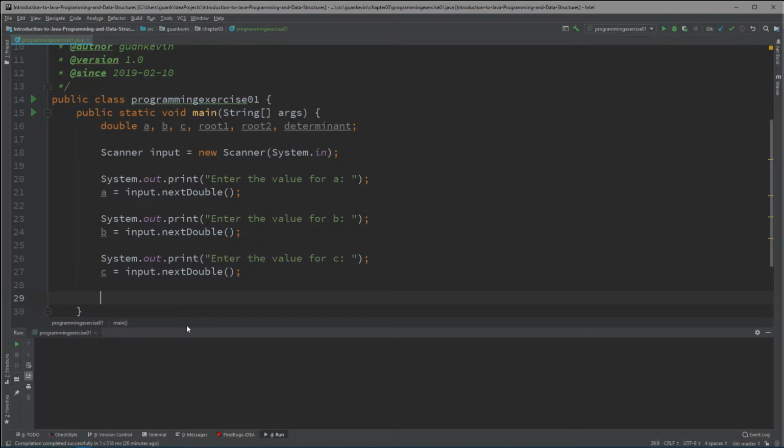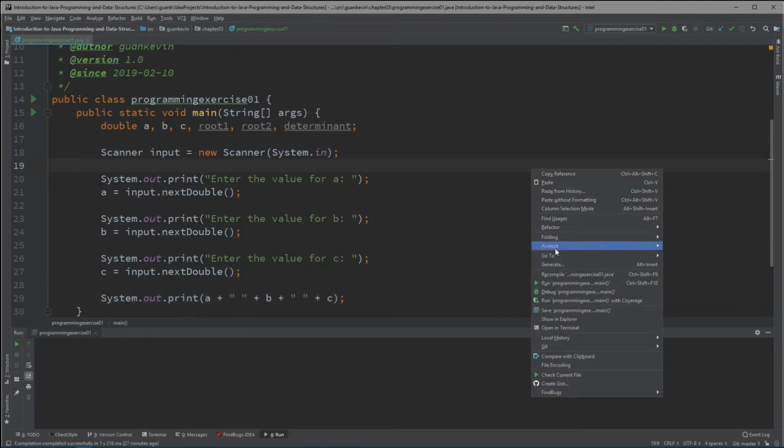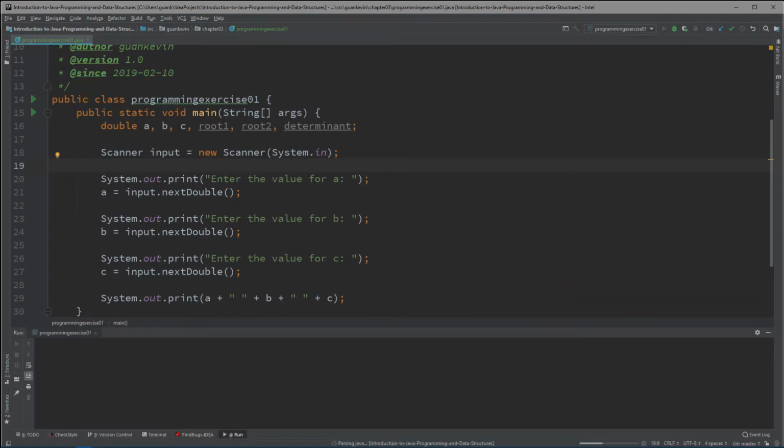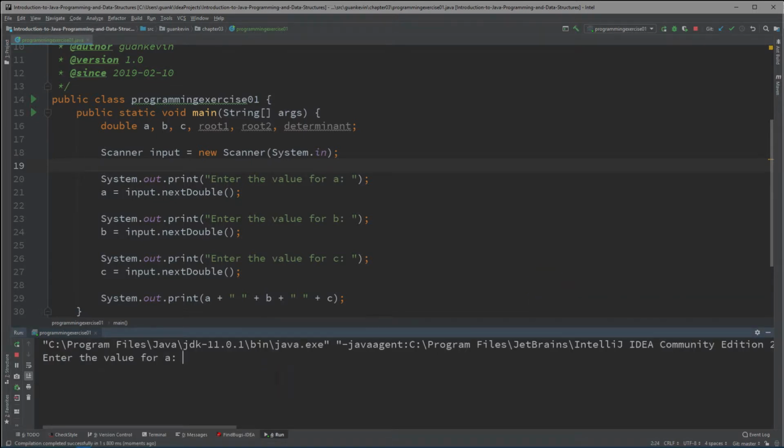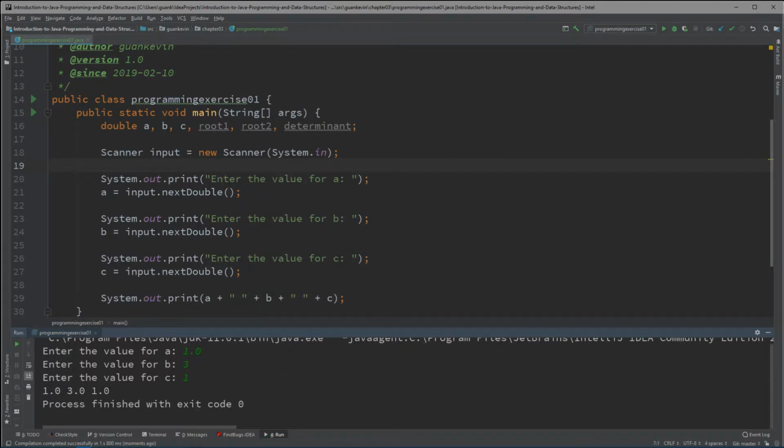All right, so now we got our values. Now let's see if we did it correctly. We'll print out A, B, and C. All right, I'm gonna run that. I think we'll do 1.0, 3, and 1. There we go. We got 1.0, 3, and 1.